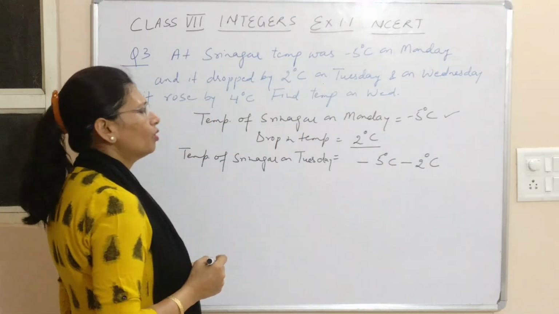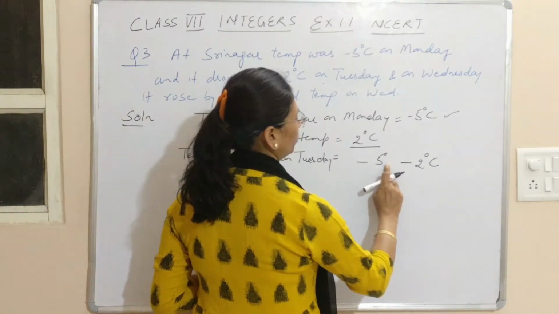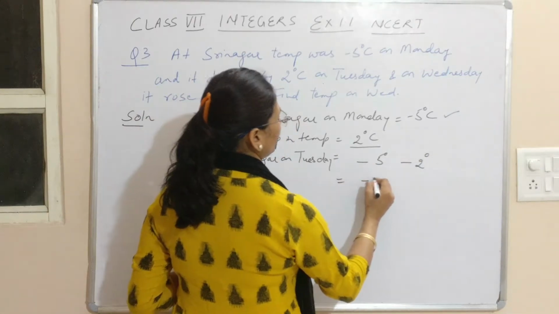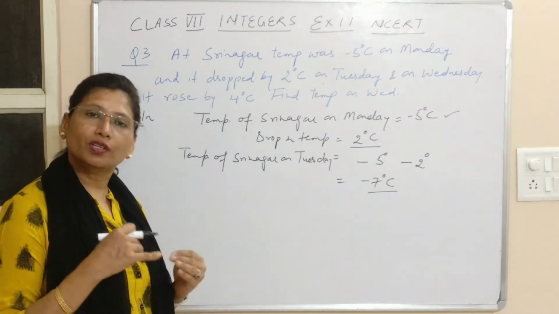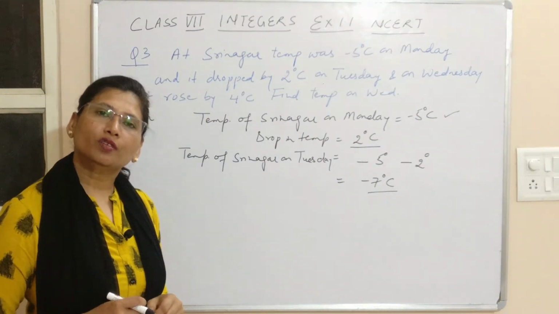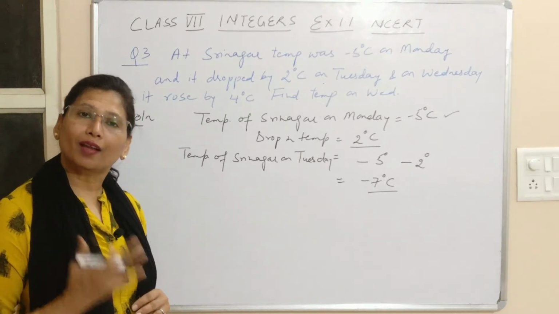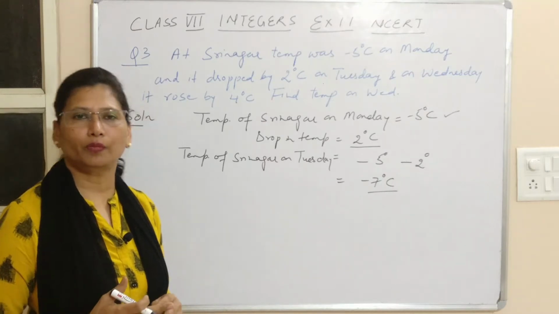Celsius is not required actually. We can write it in the end when we write the total temperature. Now here this will become minus 7 degrees Celsius, because the temperature is falling down. When there is a fall of temperature, it is minus. When there is a rise of temperature, that is going to be plus. That is an increase in temperature.